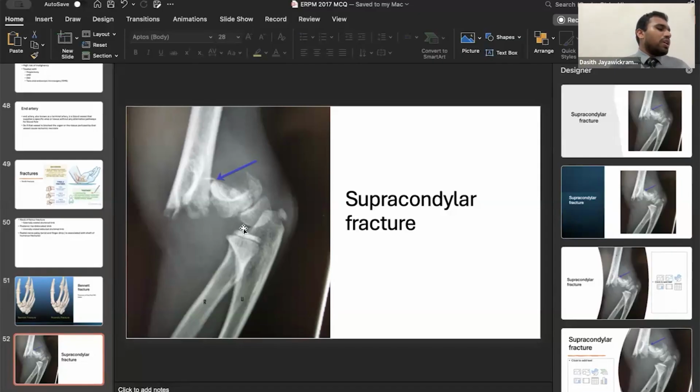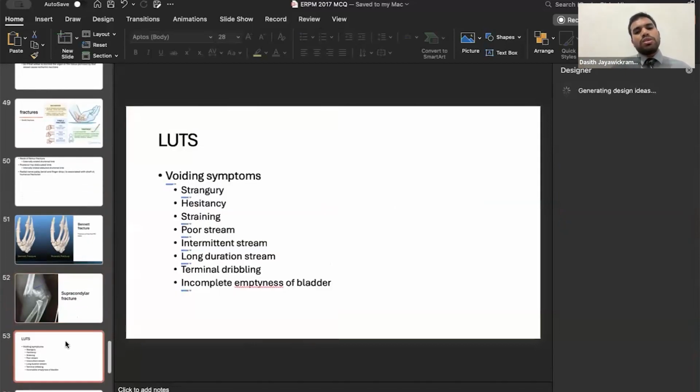Okay. Which of the following are voiding symptoms? When we talk about LUTS, this is how they ask about LUT symptoms. When you talk about LUT symptoms, there are two types: voiding and storage. When you pass urine, there are voiding symptoms. When you store urine, there are storage symptoms. So what are the voiding and what are the urine storage symptoms?